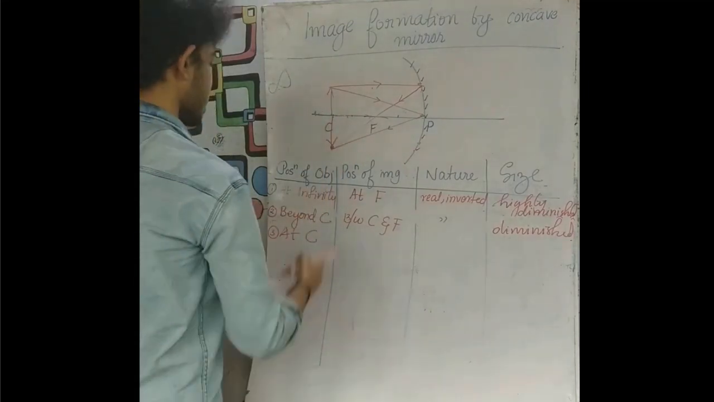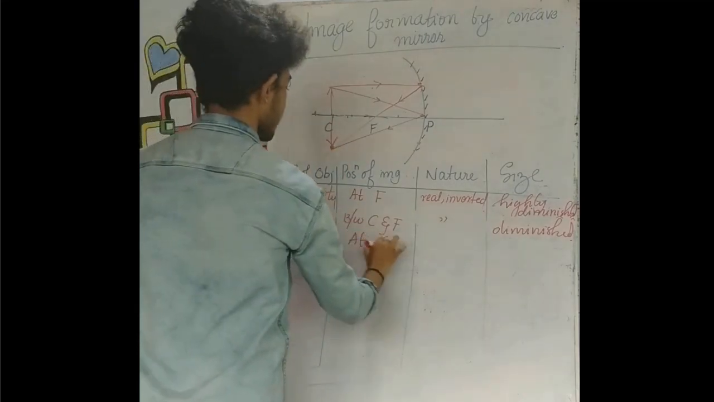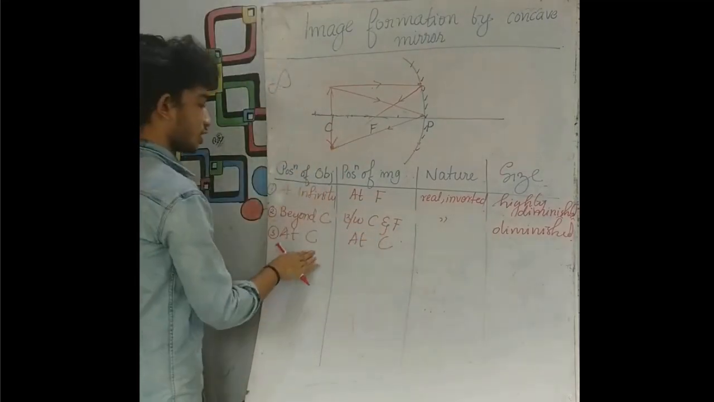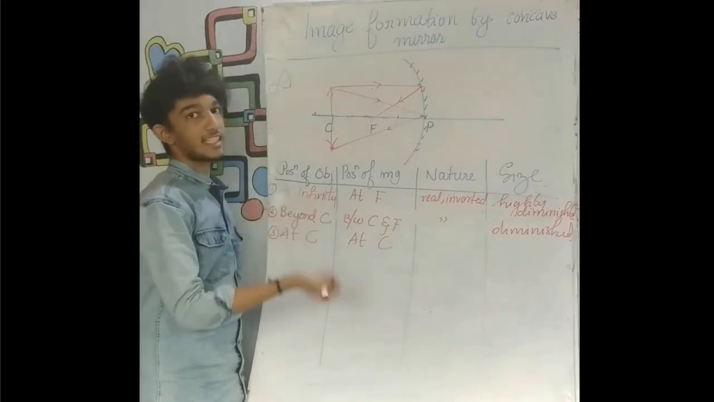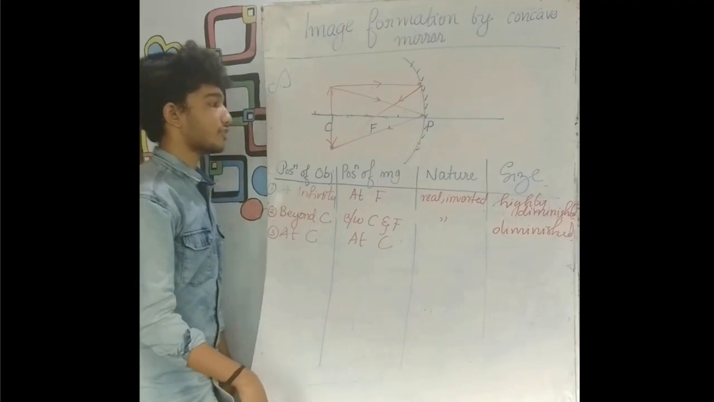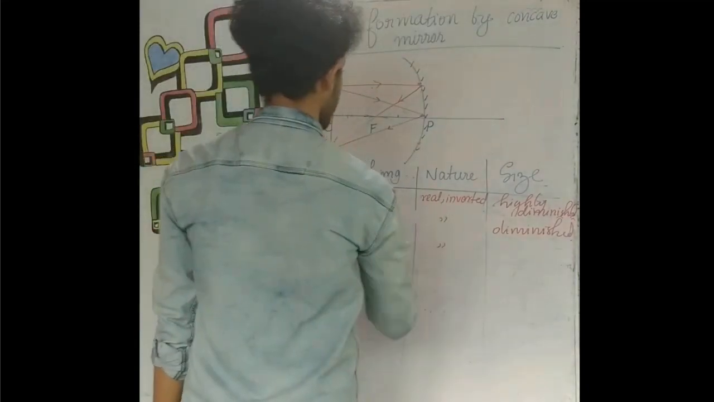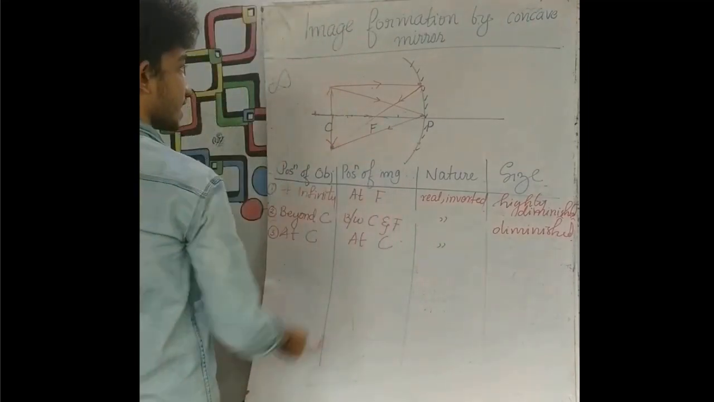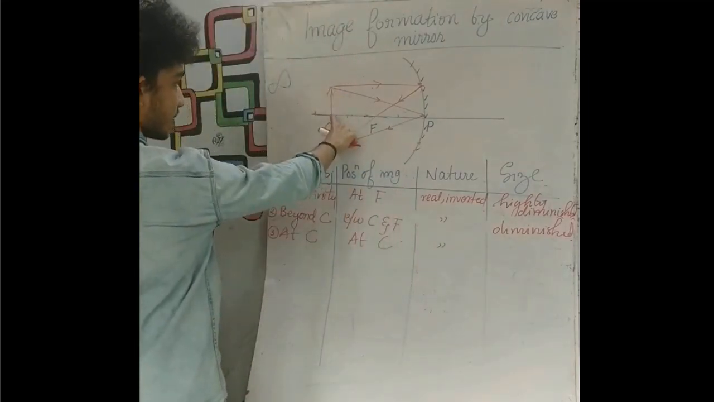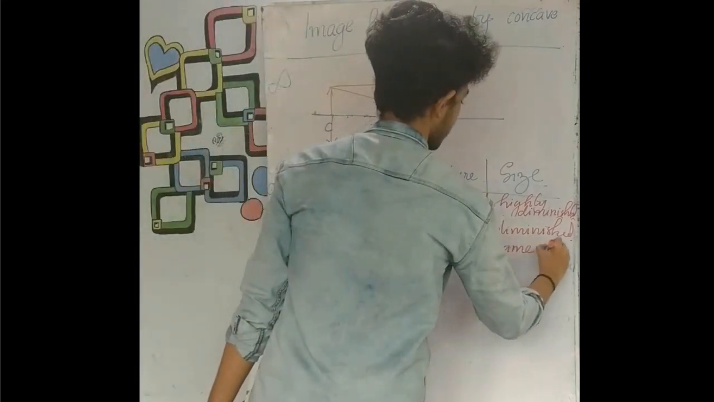So what about the image? Position of the image is at the same point, that is at the center of curvature. Very important: if the position of the object is at the center of curvature, then the position of image also will be at the center of curvature. What about the nature? It is real and inverted. And what about the size? This is the size of the object and the same is the size of the image. Therefore size is same size.